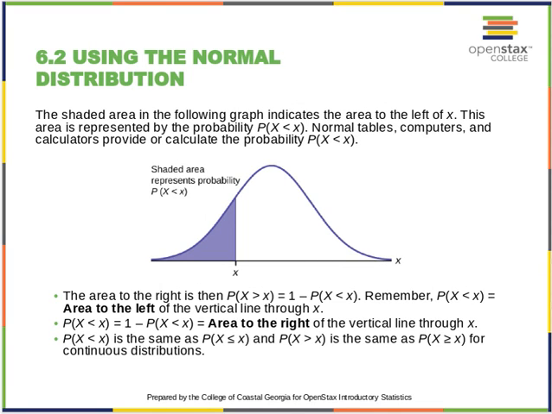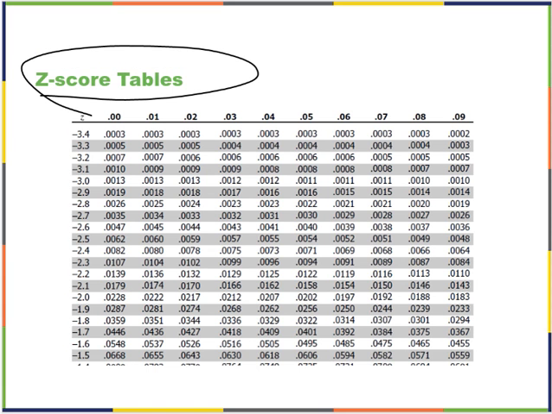So I'm going to stop here. I hope that makes that clear in terms of why we use the standard normal and the z-score tables.